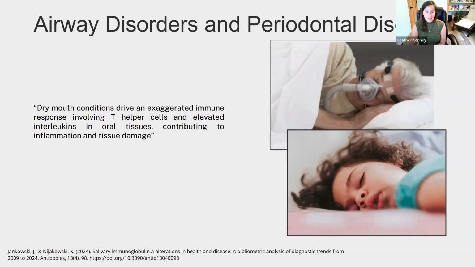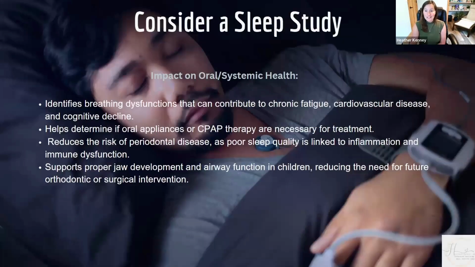So dry mouth conditions drive an exaggerated immune system response involving our T helper cells, and that increases our interleukins in the oral tissues and contributes to that inflammatory response. So it's really important to make sure that we don't have mouth breathers and that we're dealing with our patients who are having a mouth breathing issue. One of the first things you need to do is consider a sleep study if you identify that you have a mouth breathing component.